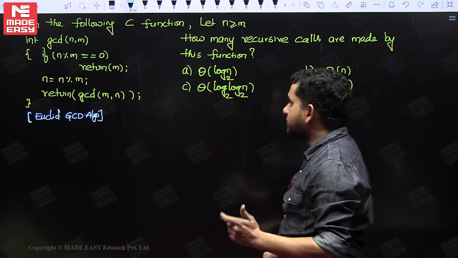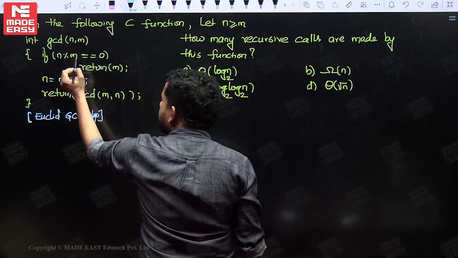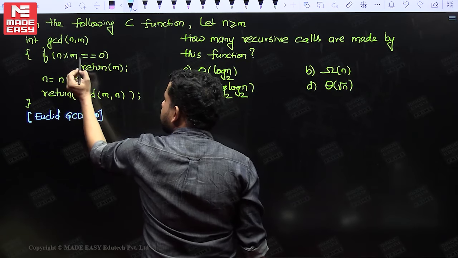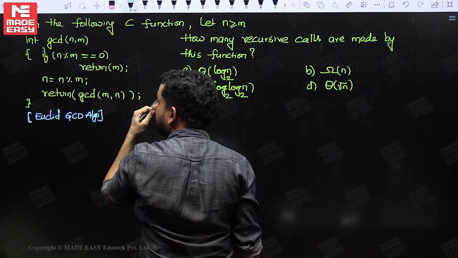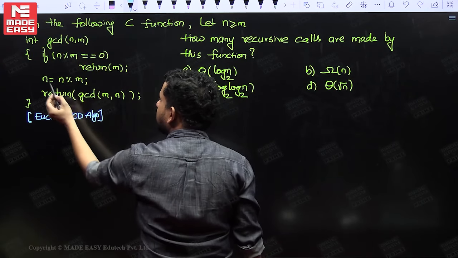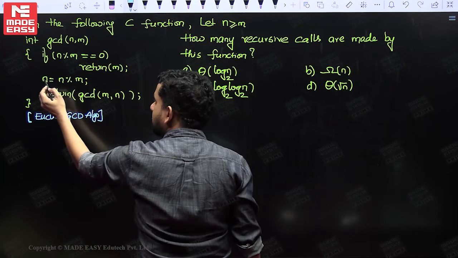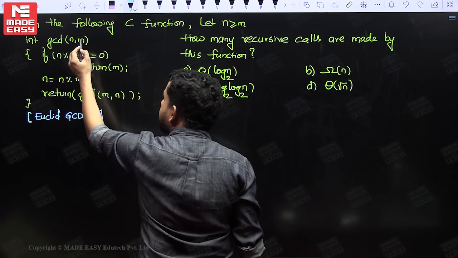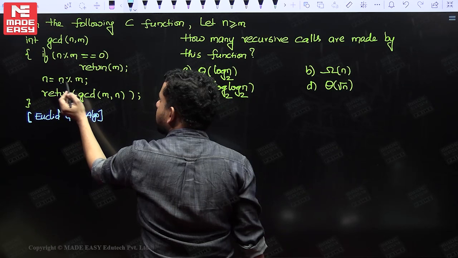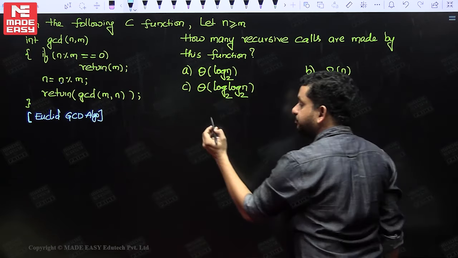Okay, so just the best case if you think of it, if n modulus m is 0, GCD of n, m becomes m, under the assumption m is smaller than or equal to n. Otherwise, n modulus m becomes the second parameter, and m, the smaller number, becomes the first parameter, like we do in a recursive call.